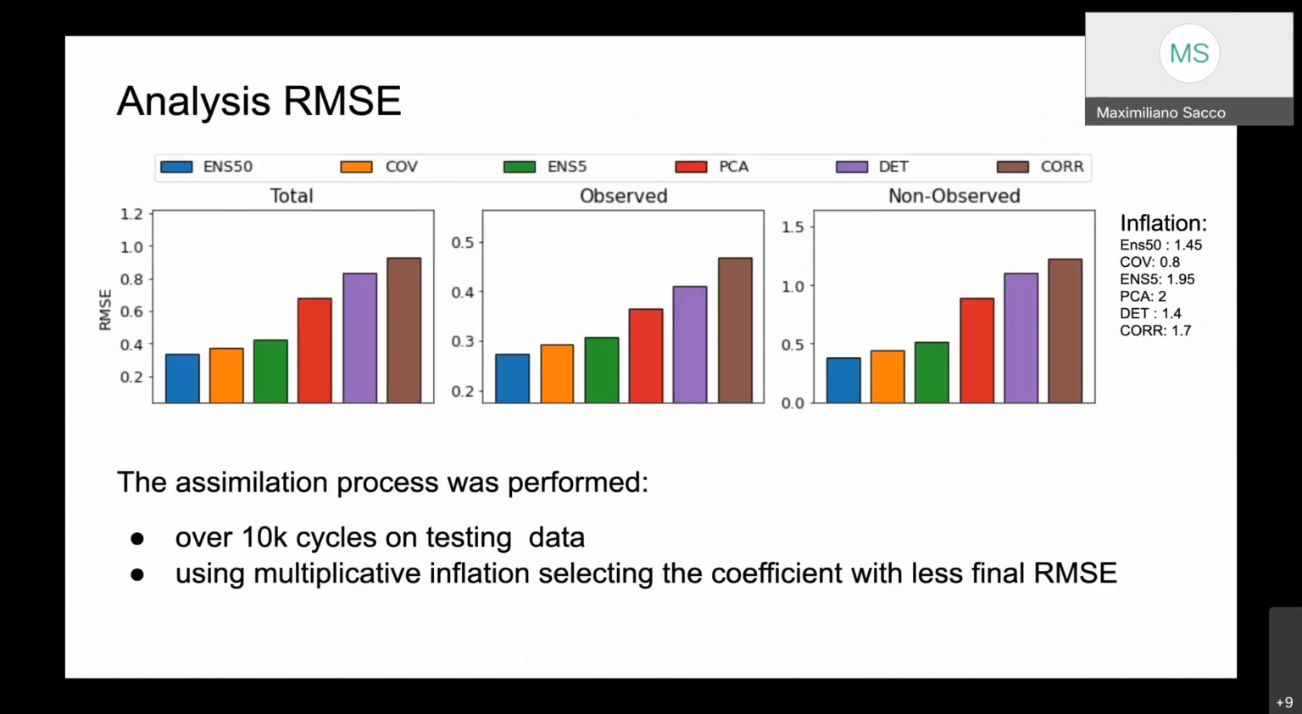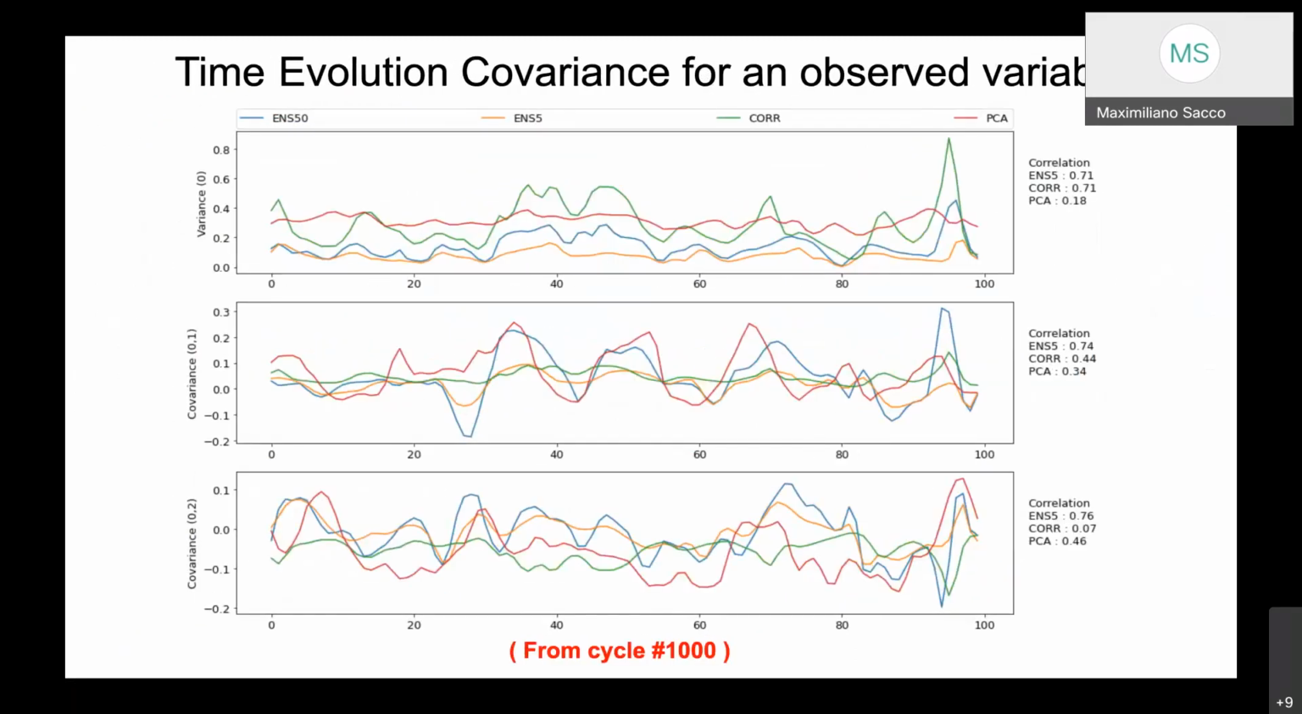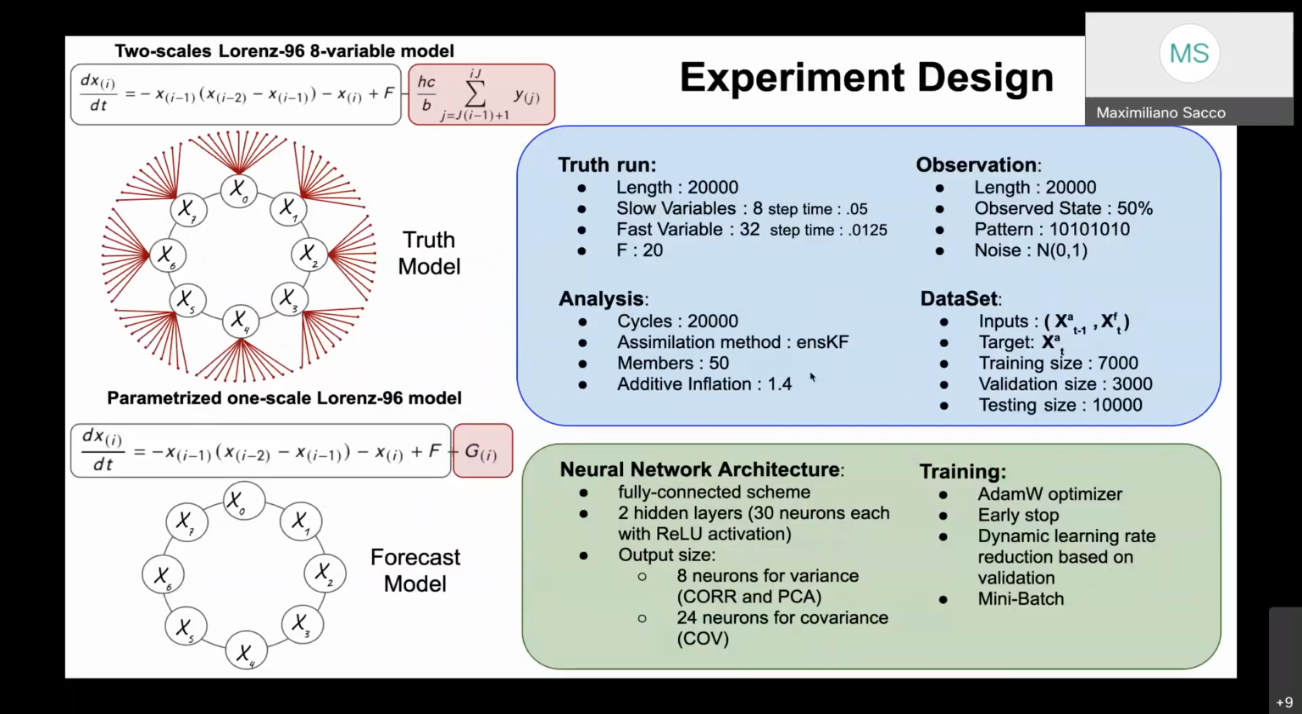No, we made this experiment with 50% observed state because in the Lorenz model we use only 8 variables, so we don't have much space to change the density. Less observed variables would be too few, and the observation pattern is also fixed. So the variables that are observed are always observed, the ones that are unobserved are always unobserved, and the density is fixed.